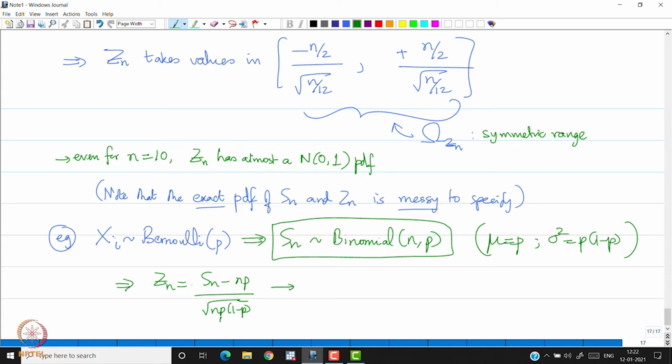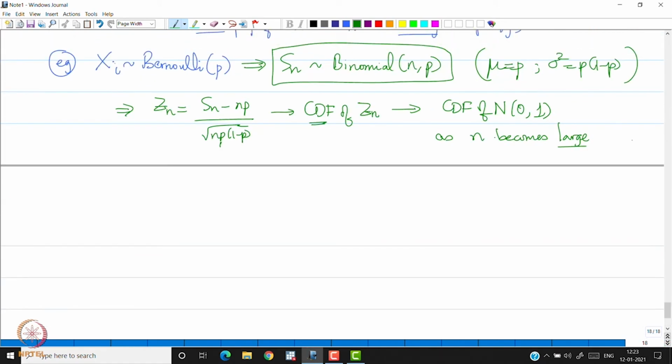So Zn is a funny discrete random variable which takes values in some discrete set. But it doesn't matter. The CDF of Zn converges to the CDF of N(0,1) as n becomes large. This fact means that Gaussian probabilities, and when I say Gaussian, I mean N(0,1) probabilities, can be used to approximate binomial probabilities.